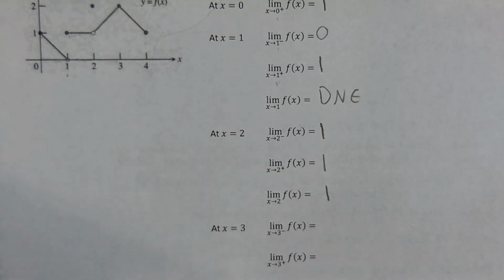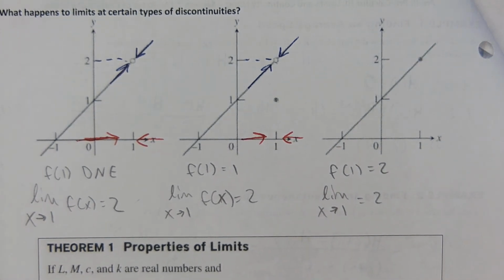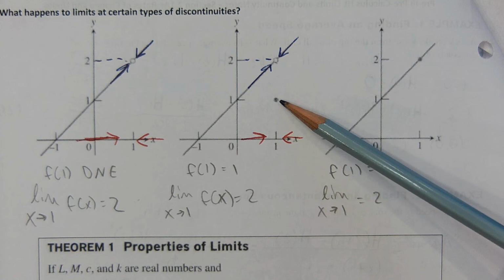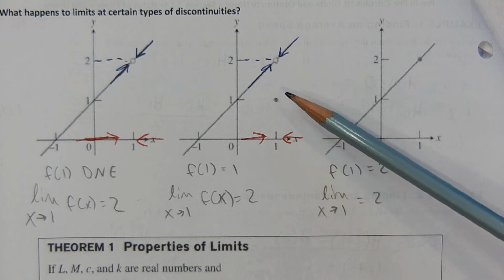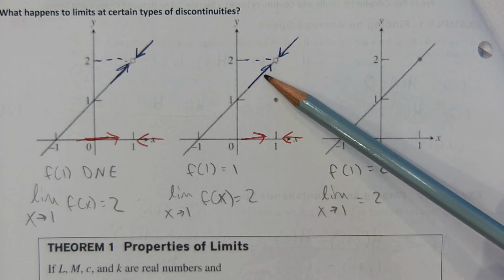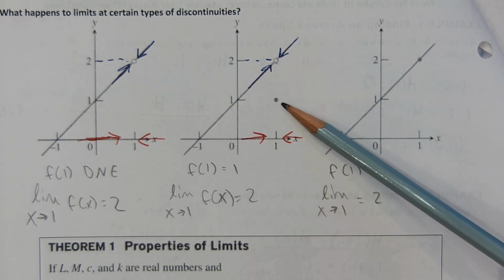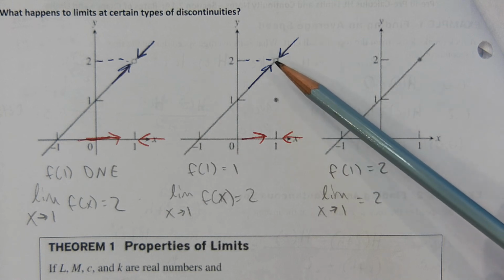I'm trying to find the last video. We had this example in the last video. Here we had a jump discontinuity. The limit was 2 because the left limit was 2 and the right limit was 2. The actual value is 1, but who cares? The goal we were trying to crash into was 2.